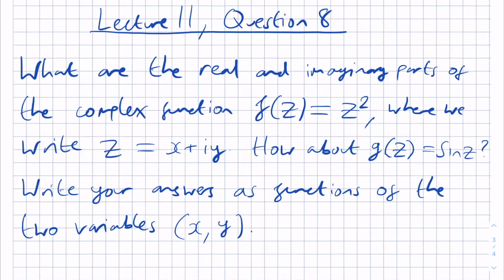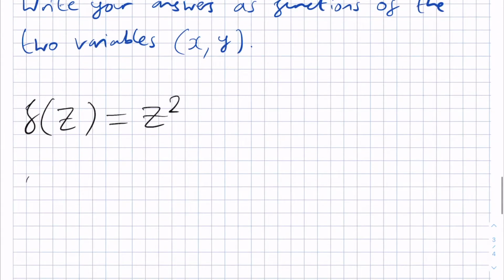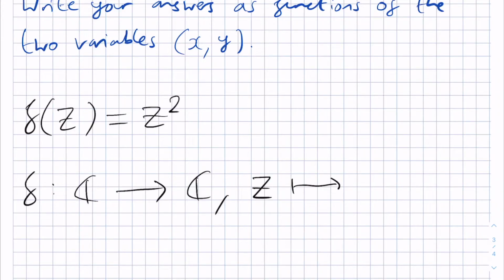First, let's begin by briefly discussing complex functions. For example, in proper function notation, the function f of z equals z squared looks like f being a function from the complex numbers to the complex numbers, with z being sent to z squared, i.e. this function has a complex number input z and a complex number output z squared.